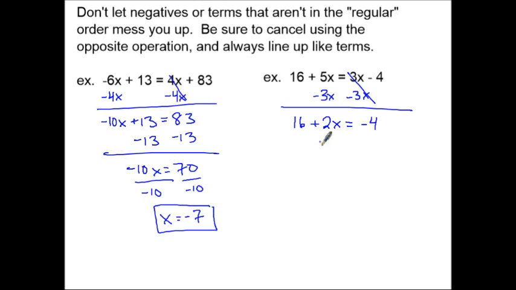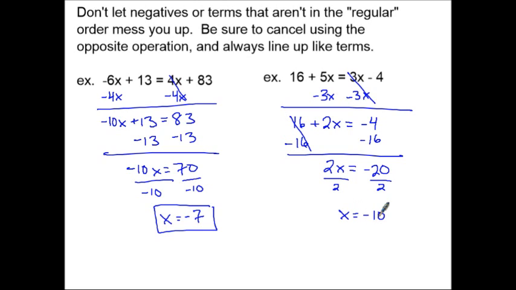Now, same basic idea, if I've got a regular number and a variable term like this, I want to get rid of this regular number, this constant term first. And so since it's a positive 16, I will subtract 16 to cancel them out. Those guys are gone. I've got a positive 2x equals a negative 20 in this case. And again, at this point, it's a very simple equation. Just divide and get yourself x equals negative 10.